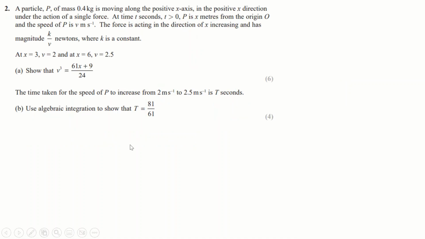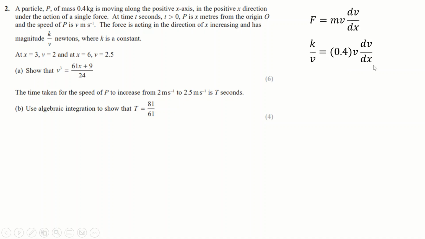So that's nice. Question number 2 is the F equals ma question, except it's F equals ma where we're looking for x. So instead of using F equals m dv by dt, we use F equals mv dv by dx. The other one is F equals m dv by dt, which we'll use later on. But you just need to know both of those. So this here, then we have a force of k over v going in the same direction as the thing. We have a mass of 0.4, so we're just going to put that in.